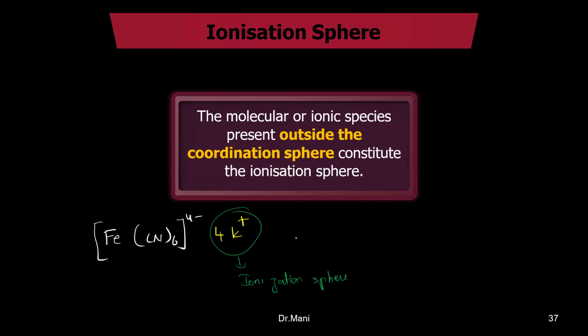And whatever this other part is comes under the coordination sphere. Is that clear? So what is the meaning of ionization sphere and coordination sphere? Here the ionization sphere is K plus, whereas the coordination sphere is [Fe(CN)6]4 minus. Any doubts?